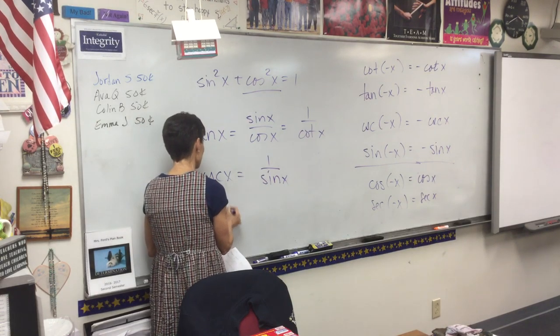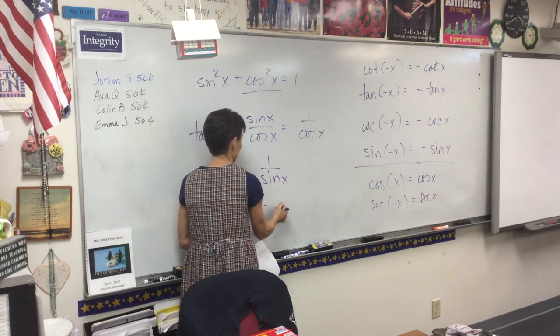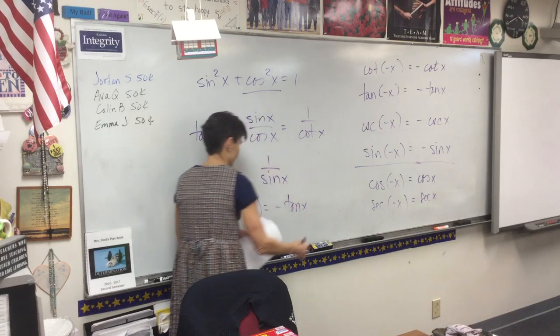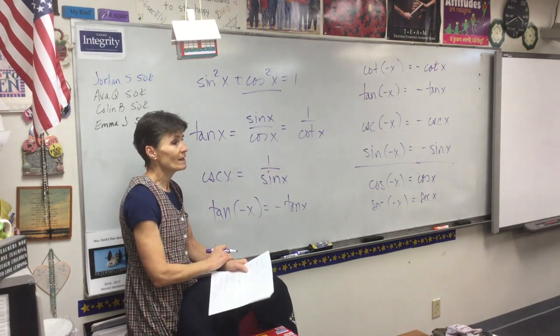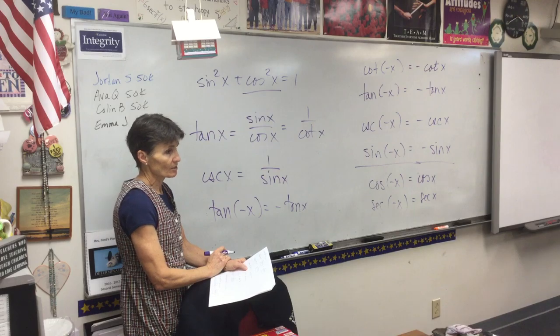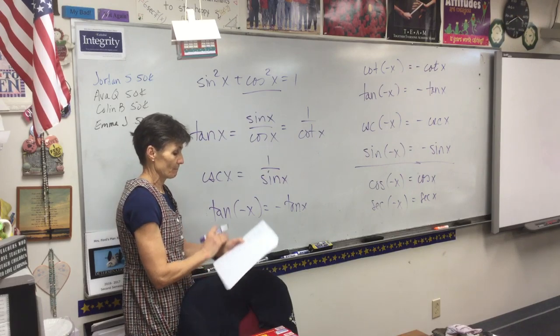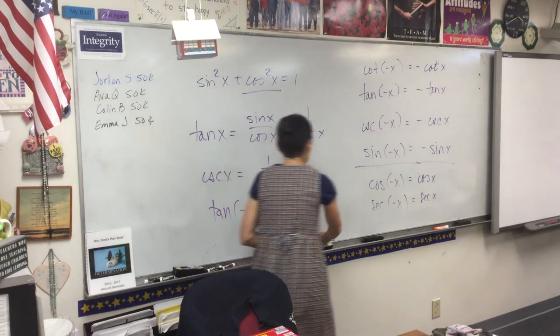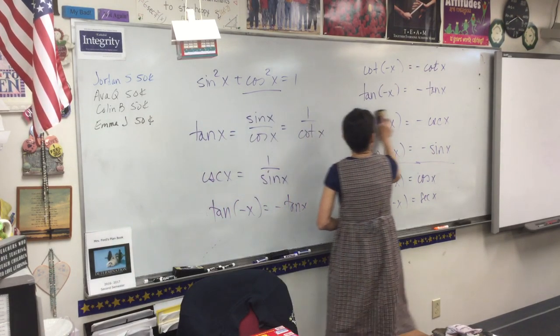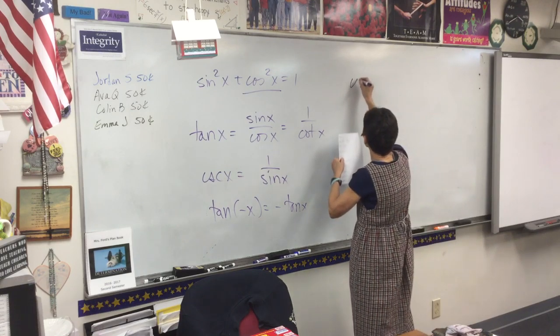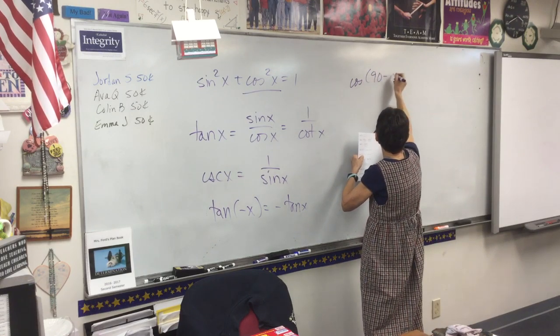Here's one of our negatives. Tan negative x equals negative tan x. The negative always comes out unless it's a cosine or a secant. Cosine x. Now we have a 90, so this is a co-function. What is the co-function for cosine? Sine x. Very good.